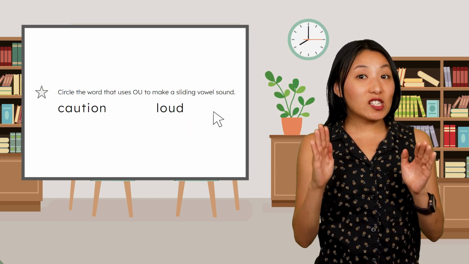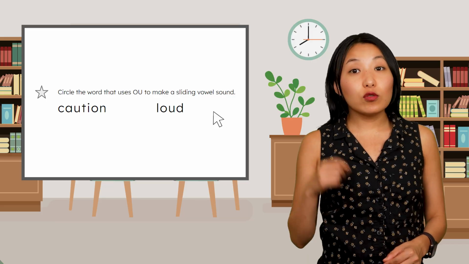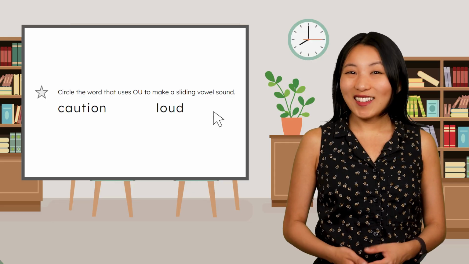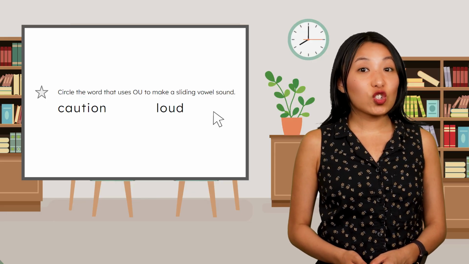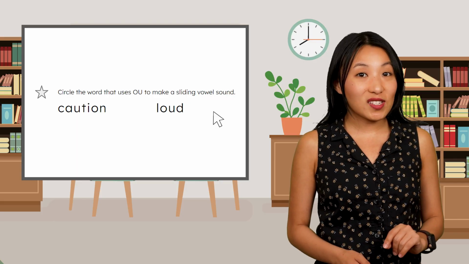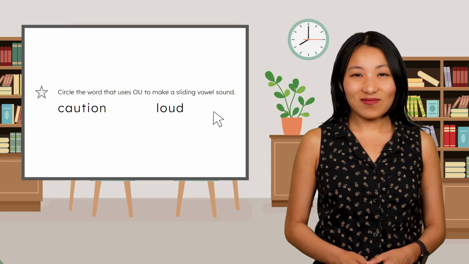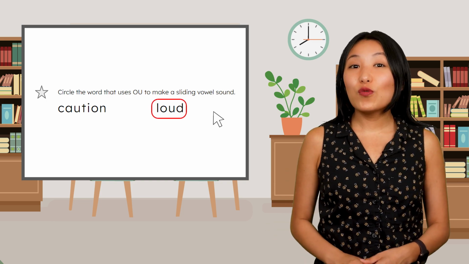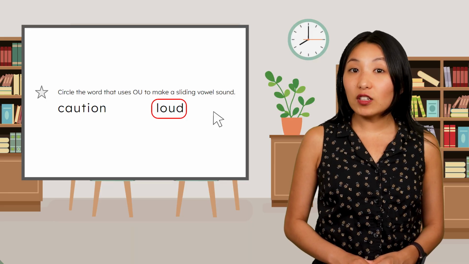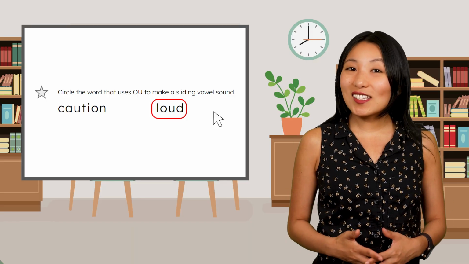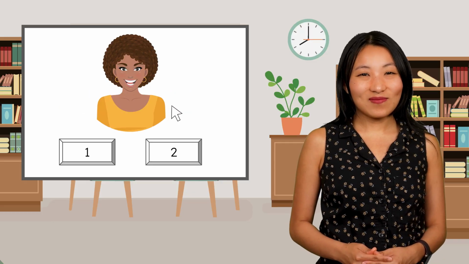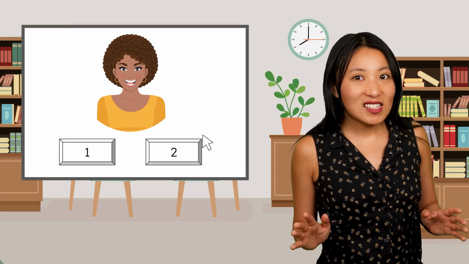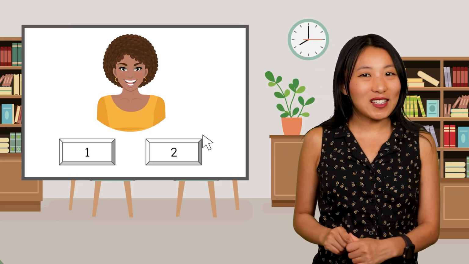Okay, to leave this page, I need to pick the word that uses OU to spell ow. Can you help me? Look at each word and circle the right one in your guided notes. Did you say loud? Yeah. OU is used to spell ow in the middle of the syllable, so loud is the correct answer. Now we know we use OU in the middle of a syllable. Let's click the next button to see how else we can spell ow.